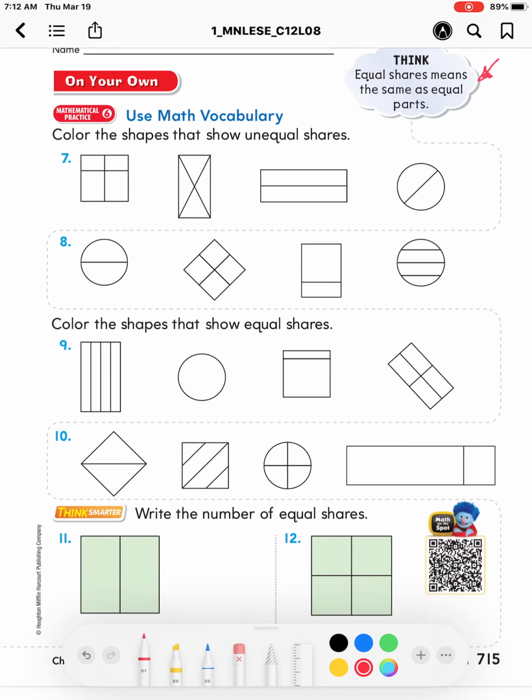So here we have equal shares means the same as equal parts. Equal shares means the same as equal parts, as I said in the previous page. So now let's move to question number 7. Color the shapes that show unequal shares. So we need to color the shapes that show what? Unequal shares. Now, what about the first shape?